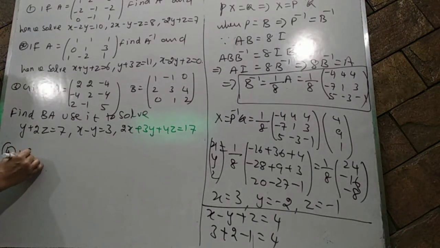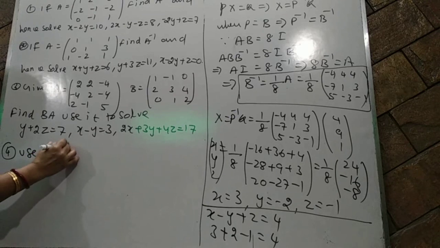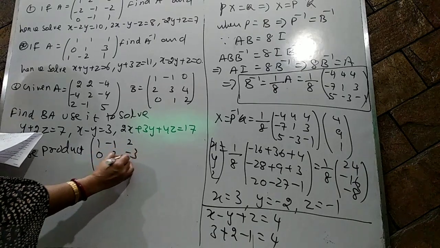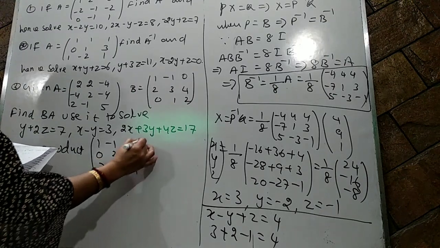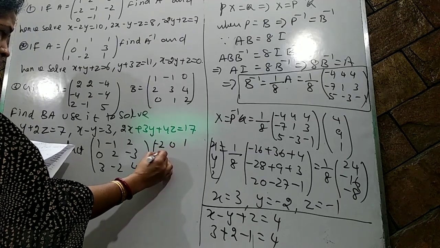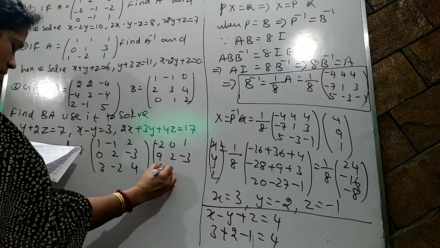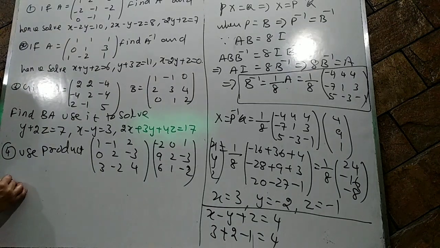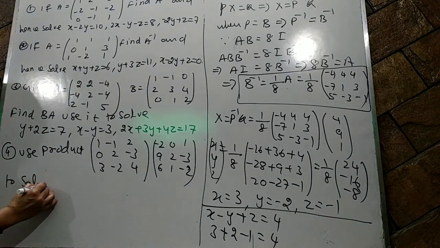Now question number 4, use product. That is the matrix with rows 1 minus 2 minus 3, 3 minus 2, 4, 2 minus 2, 0, 1, and then 9, 2 minus 3, 6, 1 minus 2. To solve, use the product to solve.